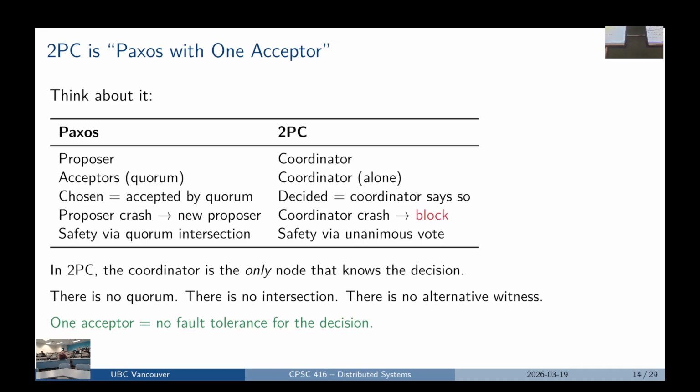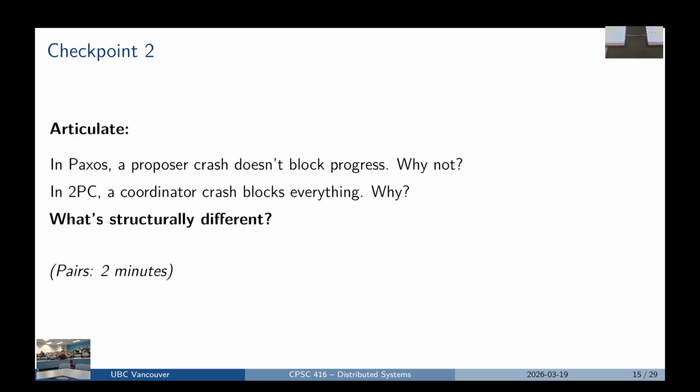That's what you get. So there's no fault tolerance here. So here's the interesting question. What's structurally different here? How could we get better properties from our two-phase commit protocol? Could we get the same kinds of recoverability that we had with Paxos?